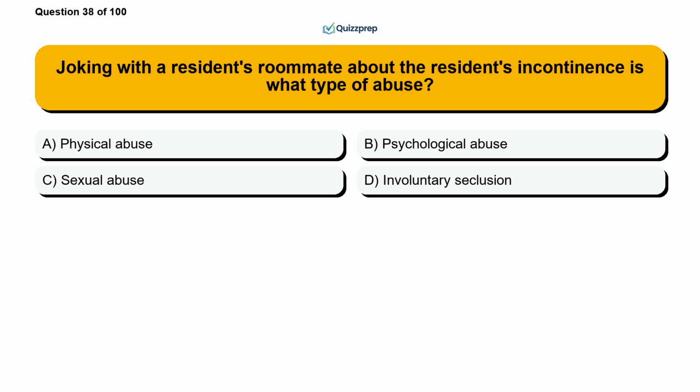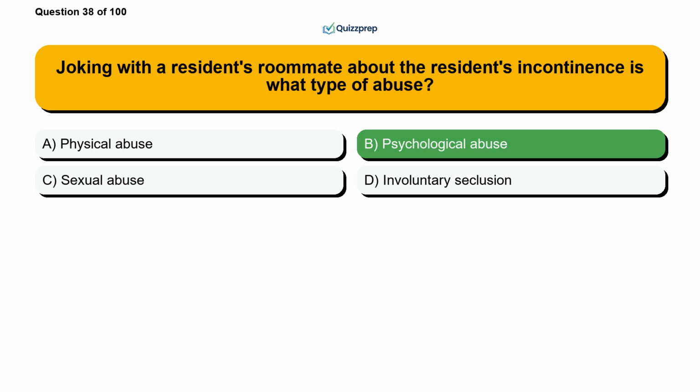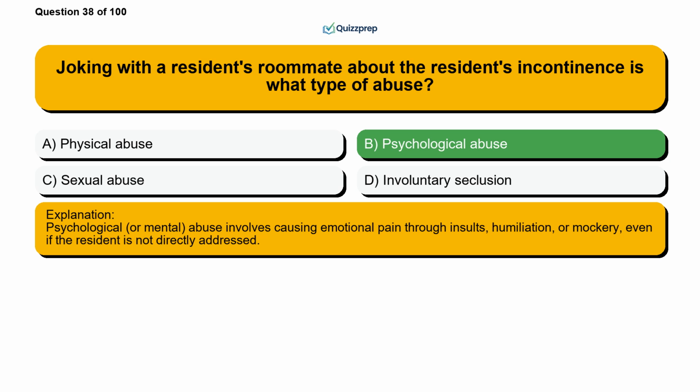Question 38. Joking with a resident's roommate about the resident's incontinence is what type of abuse? Option A, physical abuse. Option B, psychological abuse. Option C, sexual abuse. Option D, involuntary seclusion. The correct answer is option B, psychological abuse. Psychological, or mental, abuse involves causing emotional pain through insults, humiliation, or mockery, even if the resident is not directly addressed.